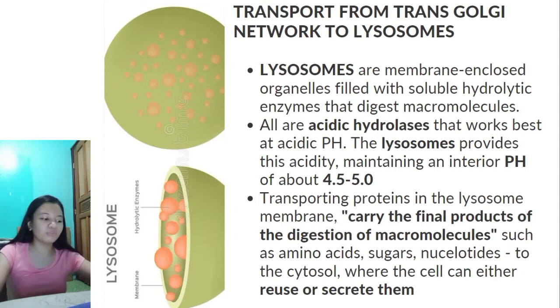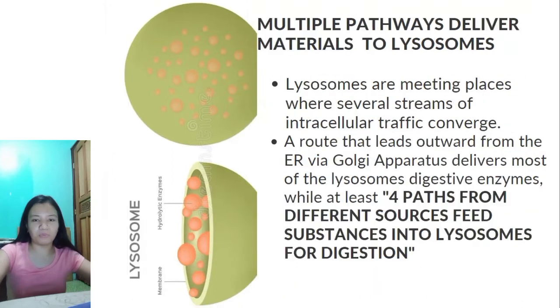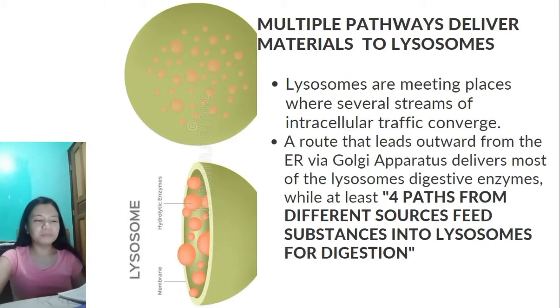So, yung mga lysosomes, madalas sila nakikita sa mga eukaryotic cells, sa lahat ng eukaryotic cells. So, yung lysosome is na-discovered siya through biochemical fractionation of cell extract. And then later on, saka lang siya nakita sa electron microscope. So next, sinasabi dyan na multiple pathways deliver materials to lysosomes.